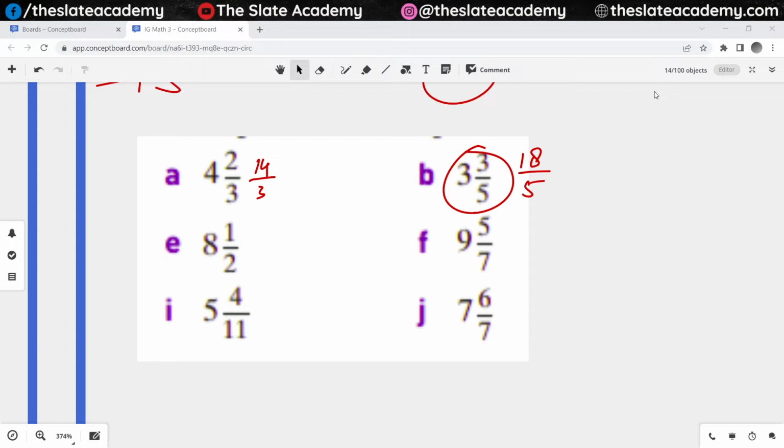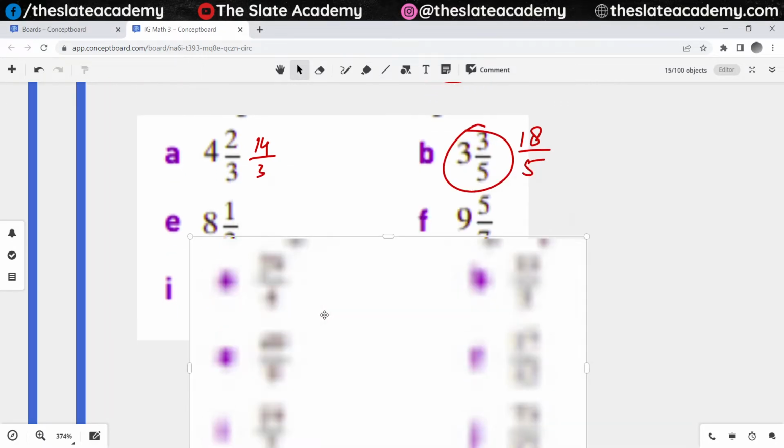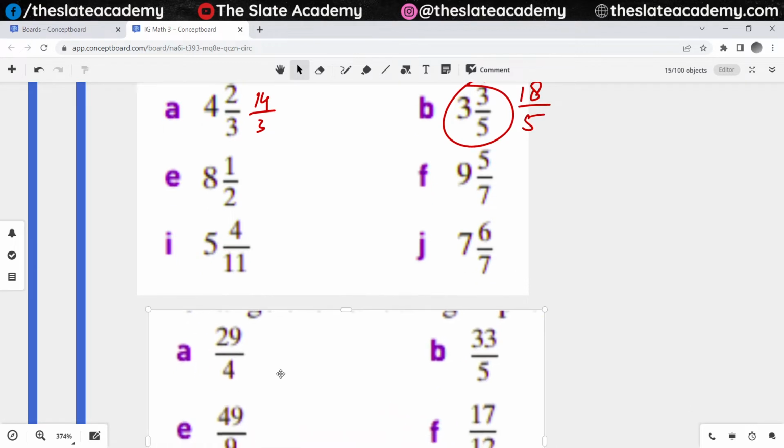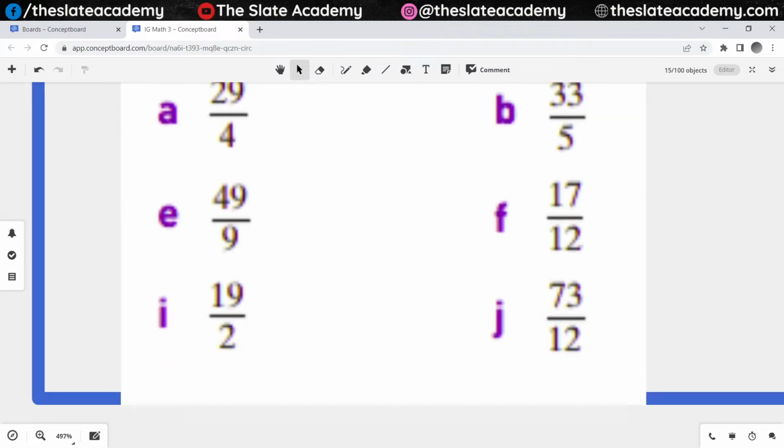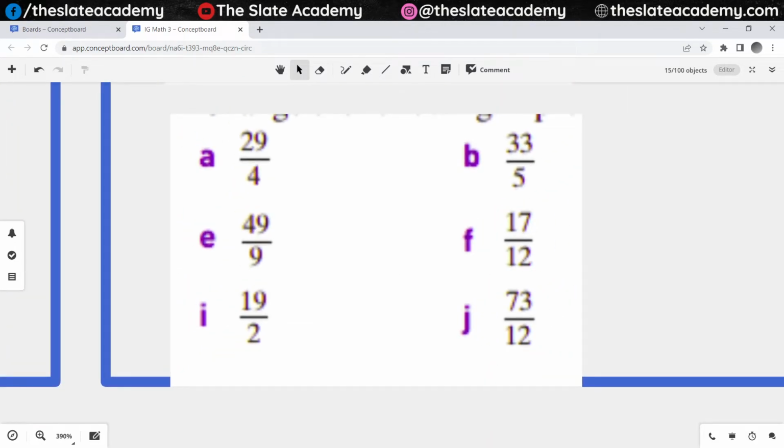the reverse of it would be to convert an improper fraction into a compound fraction. So how do we do that? Let's take a look at that as well. So here is a question. Okay, the first part says 29 by 4. So how do we do that? 4 how many times makes 29?